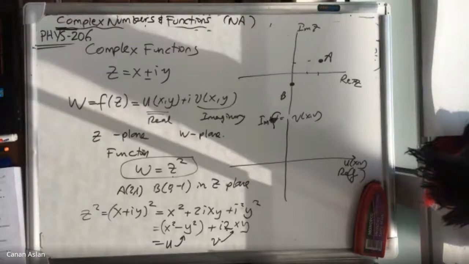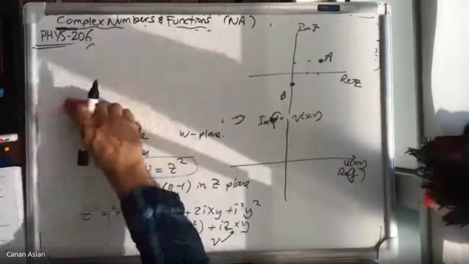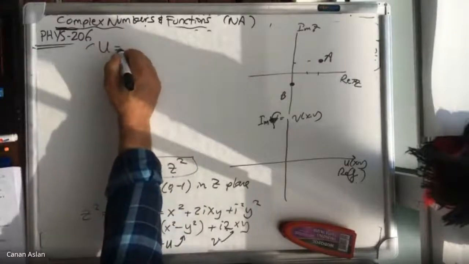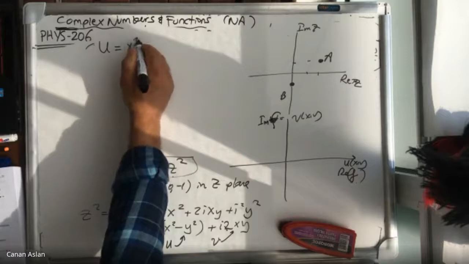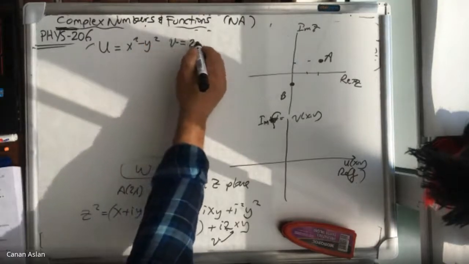Now let's write u and v separately. Here, u is equal to x squared minus y squared, and v is equal to just 2xy.